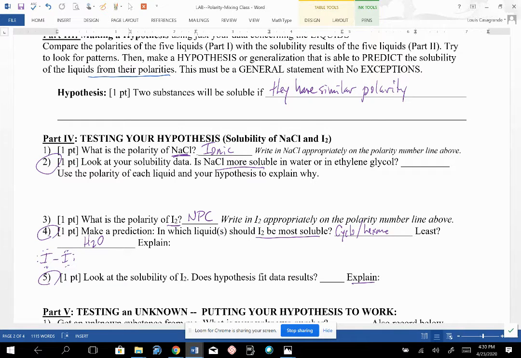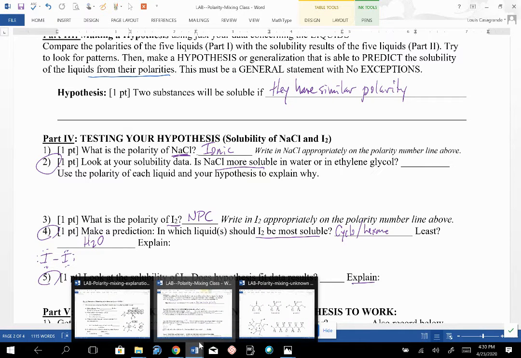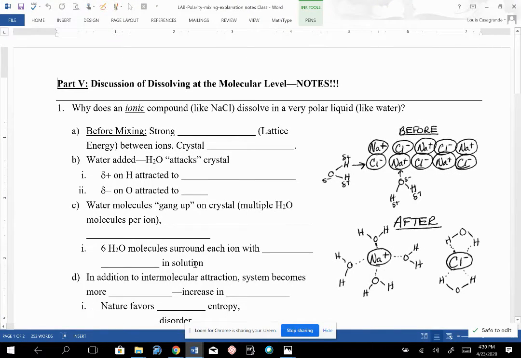So now what I want to turn my attention to is why. Why does all of this happen? And I have handed out for you this document, discussion of the dissolving on a molecular level. What's going on when molecules interact with each other, different kinds of molecules? And we're going to start with, why does an ionic compound like sodium chloride dissolve in a polar liquid?